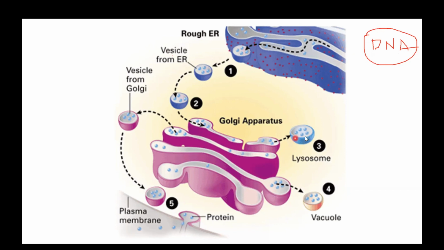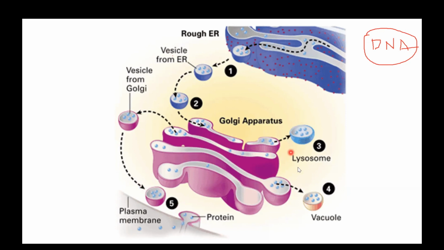And when it buds off, it could go fuse to an existing lysosome, or it could just become a lysosome on its own. Because a lysosome is essentially a vesicle filled with hydrolytic enzymes, which are enzymes that can break down food or damaged organelles. Like if one of your mitochondria stopped working, it could fuse to the lysosome and that would destroy it and recycle its components.